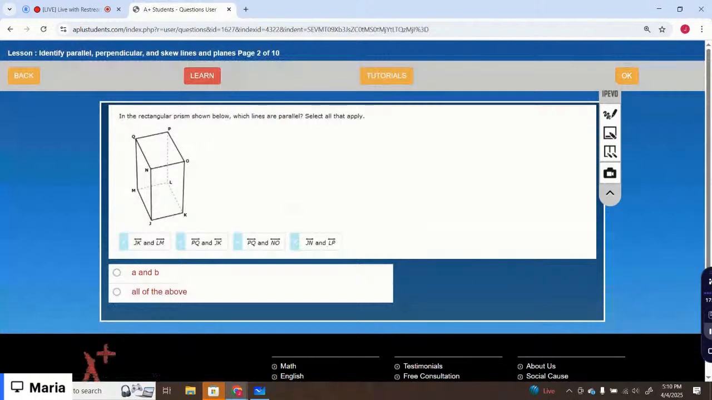In the rectangular prism shown below, which lines are parallel? JK and LM. Yes, JK and LM are the parallel lines. Okay, PQ and JK. PQ and JK are the parallel lines. PQ and NO are also parallel, so all of the above are the parallel lines. The correct option is all of the above. Option number 2 is the correct option.